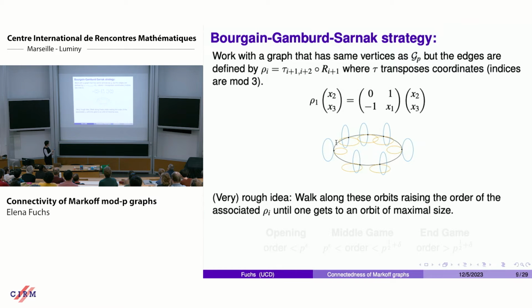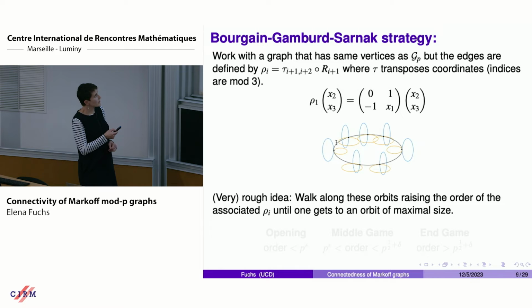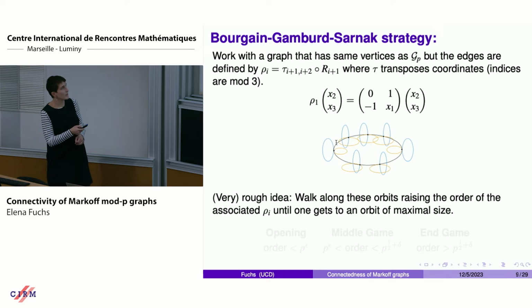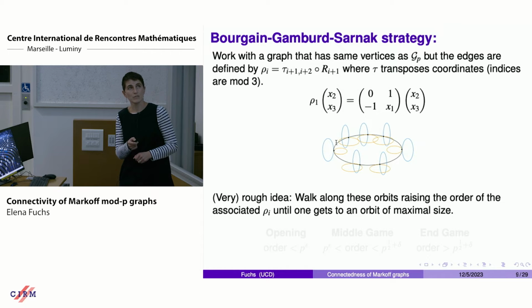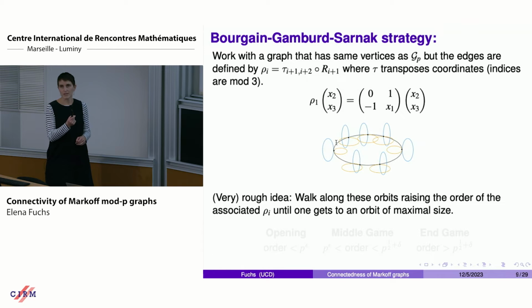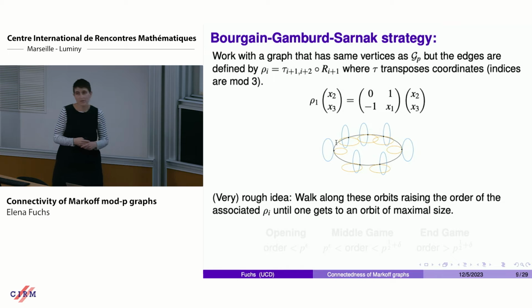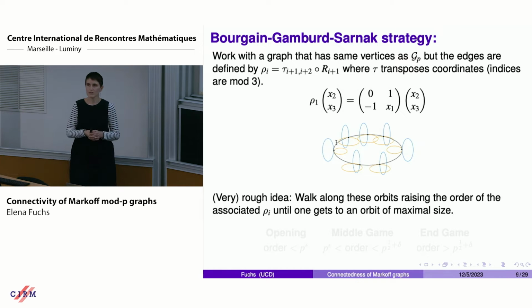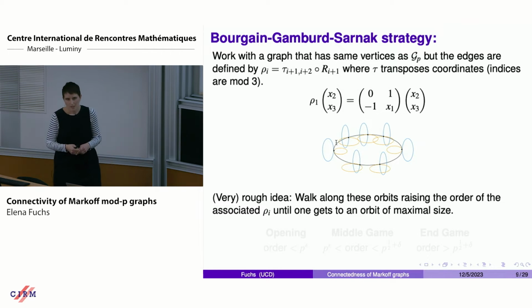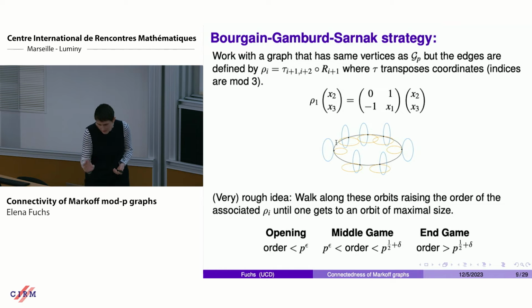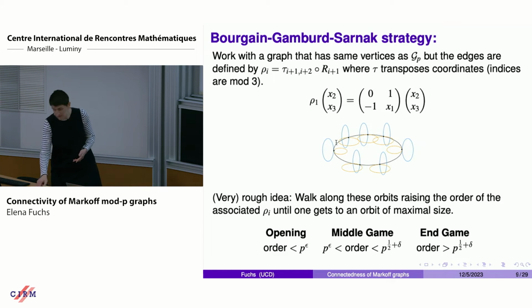And you walk around this orbit, and your hope is, as you walk, to find that one of these other orbits is actually larger in size than the black one. Once you find one such thing, like maybe right here, this blue one is larger order, you jump to that one, and then you walk around that one and do the same thing, growing the order of the associated rho_i all the time until you get to an orbit of maximal size, where maximal is going to be for us p plus or minus 1. This is a rough outline of their strategy, and I'll give you more details as we go on.